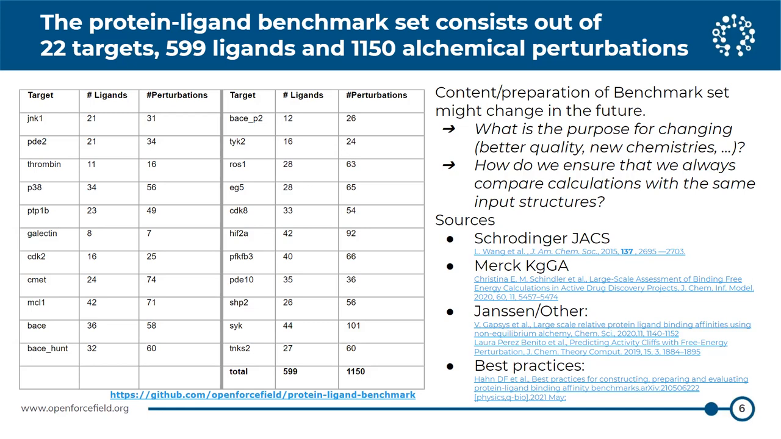All this work led to a best practices publication, listed here, where we tried to summarize the most important learnings from this project and how to build good benchmark data sets for benchmarking protein-ligand free energy calculations. The content and the structures might change in the future, because we always want to improve the quality of the data and maybe also extend the data set with different chemistries, or for other purposes, for example benchmarking absolute binding free energy calculations, because so far it only focuses on relative binding free energy calculations.